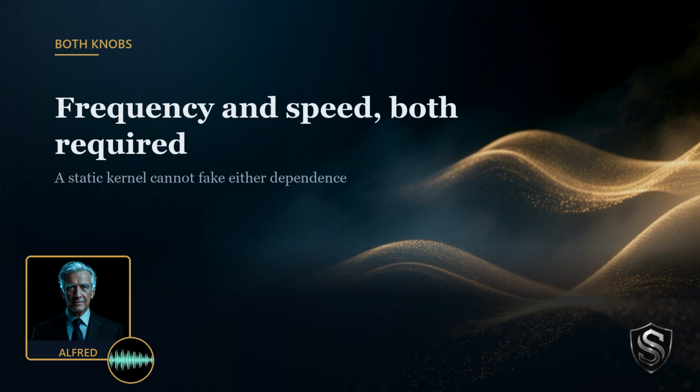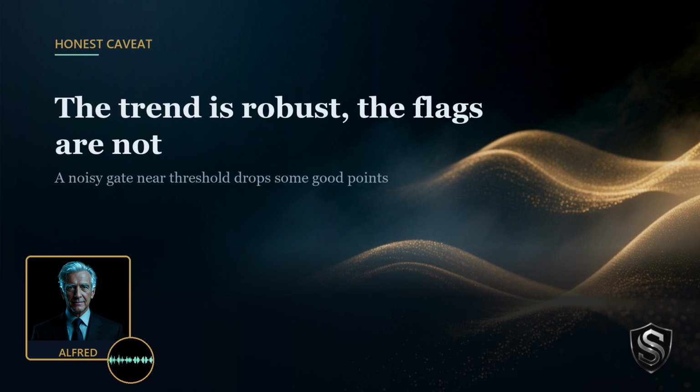A static, fixed-length kernel has neither dependence by construction, so in silico, the frequency and speed scaling is a fingerprint of two-speed interference specifically. One honest caveat: the resolved gate is noisy near threshold and drops the occasional accurate point. The trend and the vanishing are robust. The per-point flagging is not surgical.